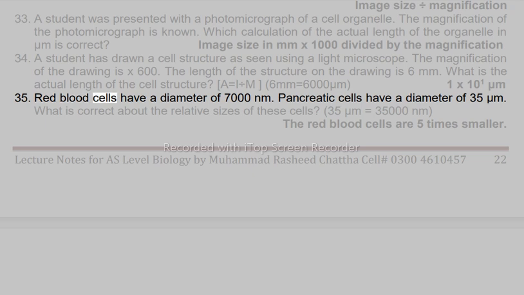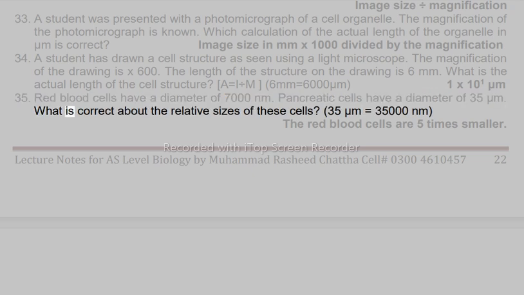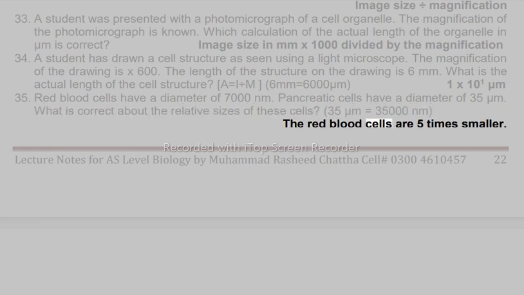35. Red blood cells have a diameter of 7,000 nanometers. Pancreatic cells have a diameter of 35 micrometers. What is correct about the relative sizes of these cells? 35 micrometers equals 35,000 nanometers. The red blood cells are 5 times smaller.